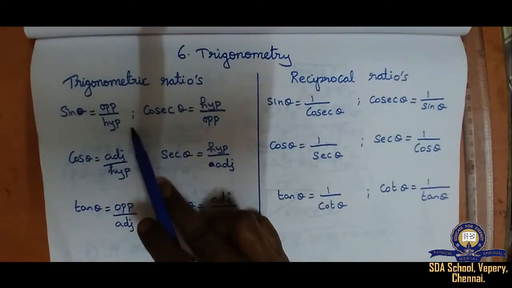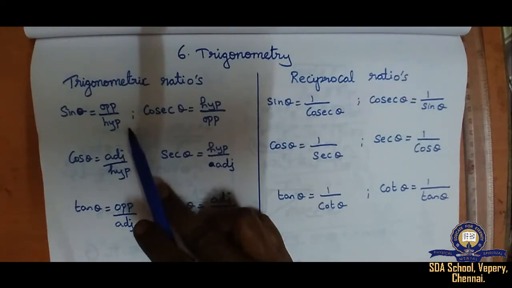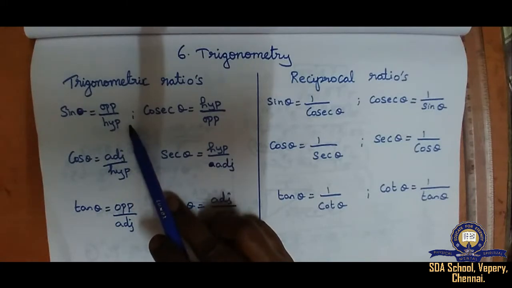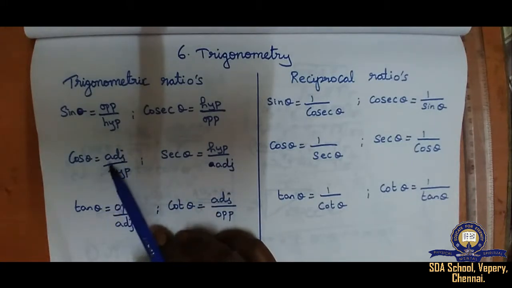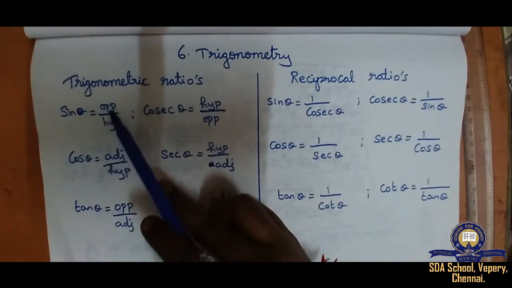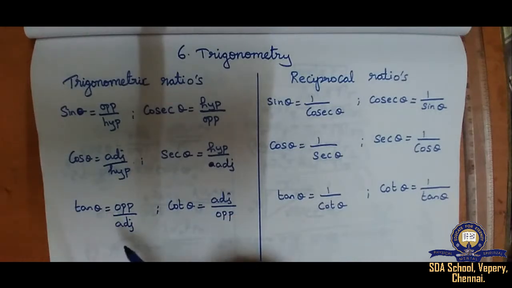I have told you how to find out hypotenuse and opposite with the use of a right angled triangle by Pythagoras theorem. We have already told, just a formula recapitulation. Sin theta is opposite by hypotenuse, cos theta is adjacent by hypotenuse, tan theta is this numerator and this numerator together, we have to write as opposite by adjacent.